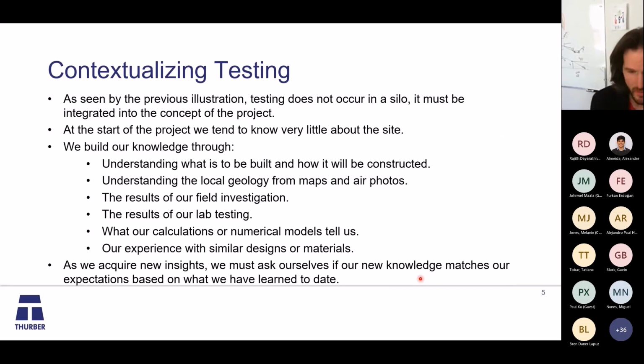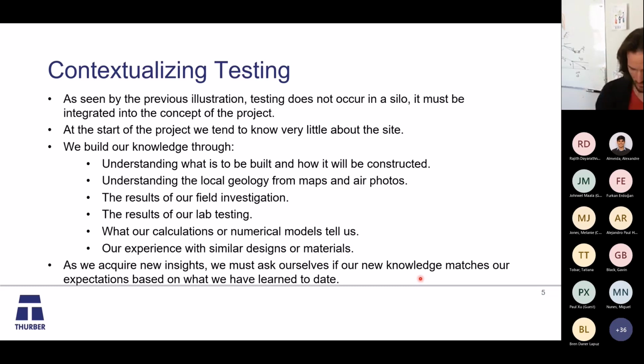So when we try and put testing in context, it doesn't occur in a silo. It's integrated into this concept of the project. At the start of the project, we tend to know very little about the site, and we build our knowledge through understanding what we're going to build, how we're going to build it, the local geology from maps, air photos, the results of our field investigation, lab testing, what our calculations or numerical models are telling us, and our experience with similar designs or materials.